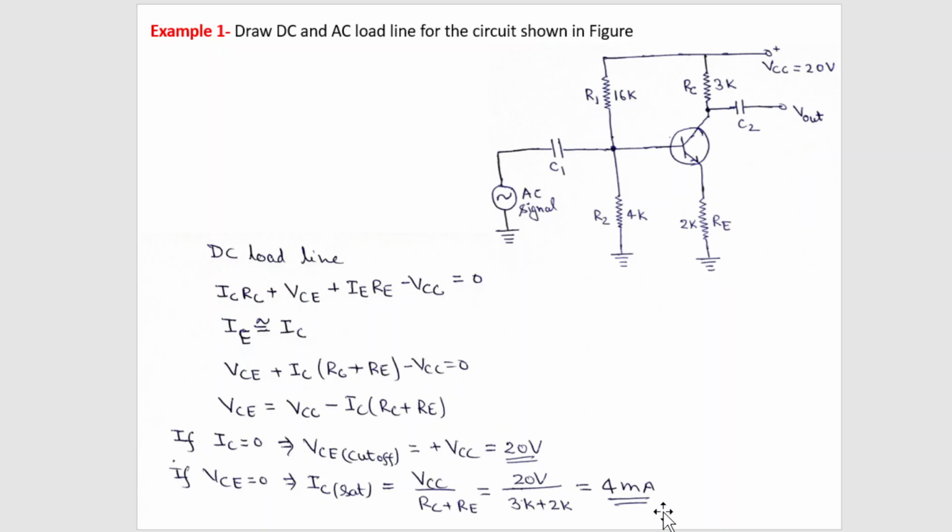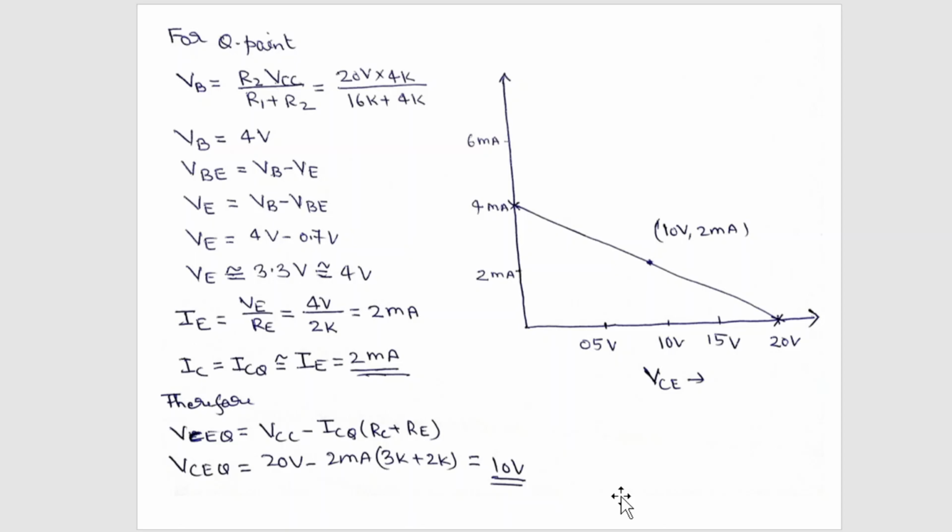So these are the two end points. On the x-axis, this is 20 volts, and on the y-axis, we have 4 milliamperes. So we can draw the DC load line. Let us say 5 volt, 10 volt, 15 volt, 20 volt; this is VCE on the x-axis. On the y-axis, we have collector current IC: 2 milliampere, 4 milliampere, 6 milliampere. The straight line combining these two points is the DC load line.